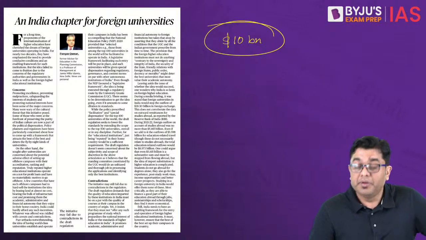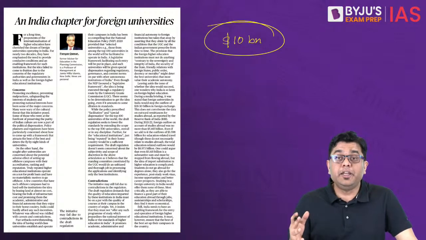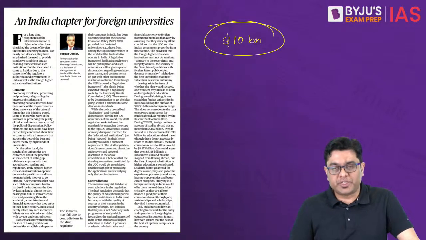As per the most conservative estimates, every year there is an outflow of more than $10 billion. Right? When Indian students move out to study. So that is where the whole agenda is being driven from.